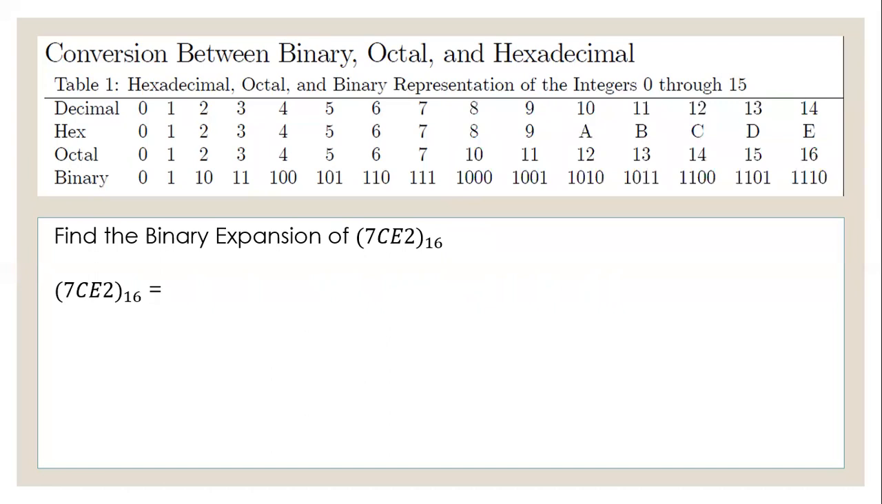Let's find the binary expansion of 7CE2 in base 16. I need the full table for this. Each hexadecimal digit there will go to 4 binary digits. So I get the following expansion.